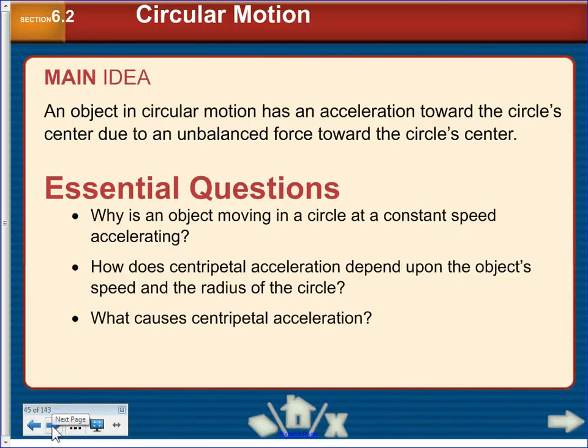This is Physics, Chapter 6, Section 2, and this has to do with circular motions. No shout out, because I can't remember who I need to give shout outs to, so we'll figure it out anyway.